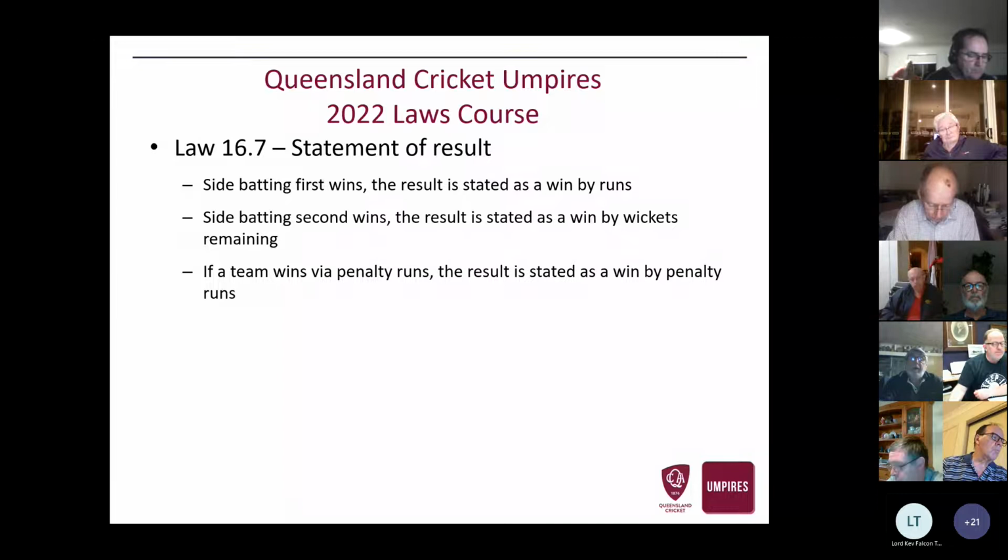In terms of the statement of the result, if the side that bats first wins the game, the result is stated as a win by however many runs. If the side batting second wins, the result is stated as a win by however many wickets are remaining. And if a team wins via penalty runs, the result is stated as a win by penalty runs.